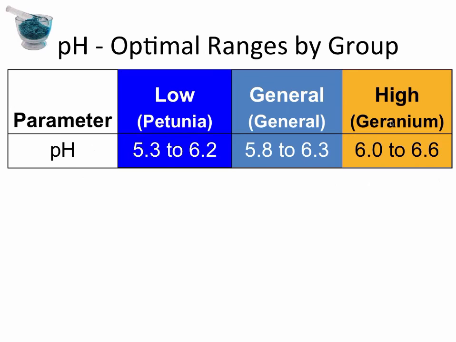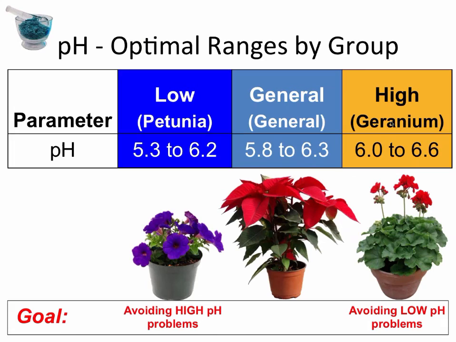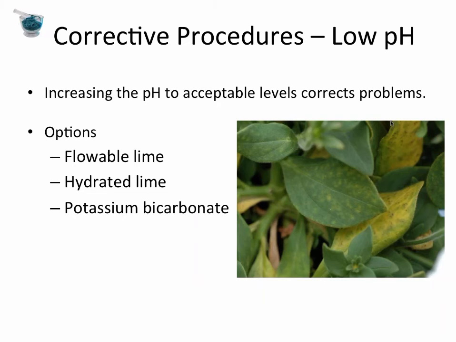So again, another way to look at it, the three groups and the crops, and why we're avoiding certain situations. If the pH is too high with geraniums, you get iron chlorosis. And if the pH is too low with a group like geraniums, then you have that low pH problem occurring with those plants. So what do we need to do? We need to increase the pH up to acceptable levels, and that will help overcome the problem.